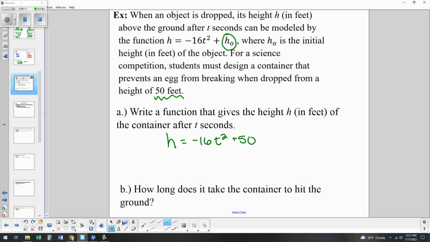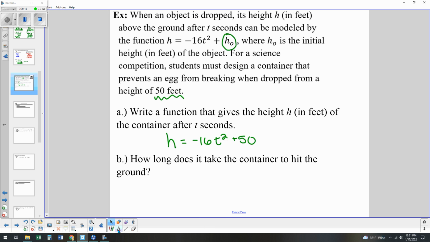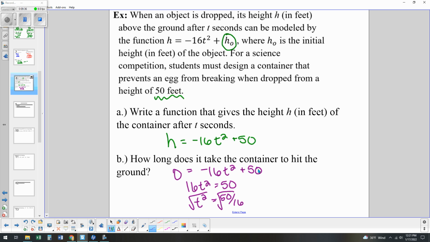Part B is asking how long does it take the container to hit the ground. So when it hits the ground, the height is now 0. So that means I'm going to put 0 in for h, and I'm going to solve this. So I'm actually going to add 16t squared to this side. I'm going to divide both sides by 16. And I'm going to take the square root. So when I take the square root of 50 over 16, I get plus or minus 1.77.